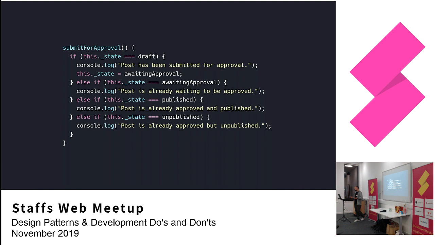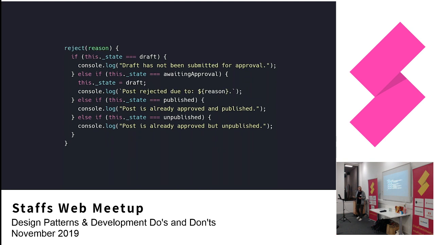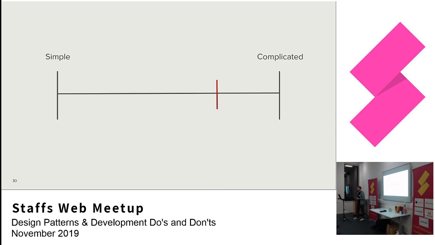And for submit approval, we'll do the same thing. We'll check the state with the same structure. And for approve, and for reject. What we've got now is doing something quite simple. It's just doing a console log. But if you can imagine this was some production code where we had something more sophisticated going on, this would become quite a large class, and the cognitive load is already quite high with something quite trivial.